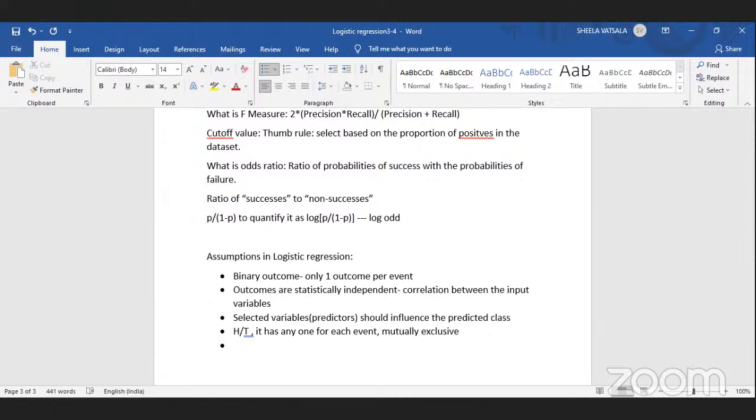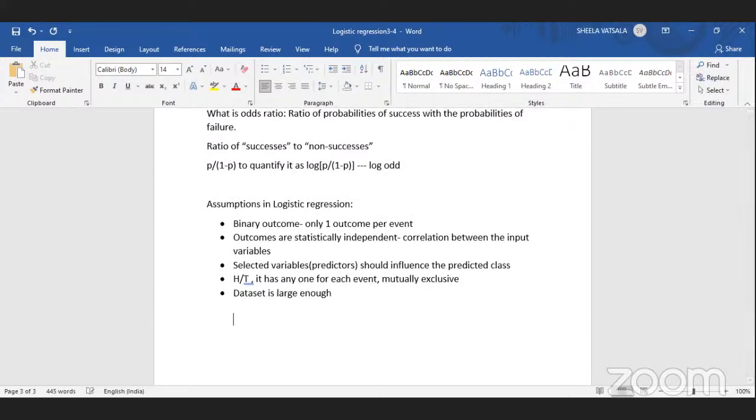This we assume that the logistic regression data set is relatively large, large enough, because we cannot work on this with a small data set. Okay, that is one of the assumptions that we need to remember.